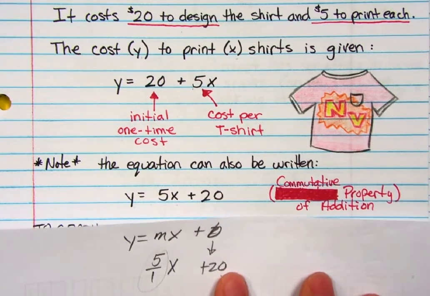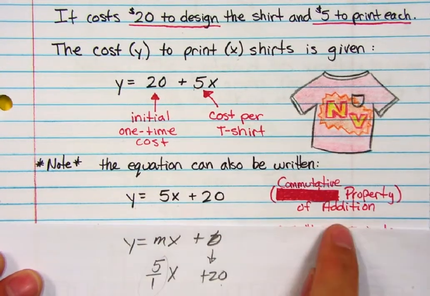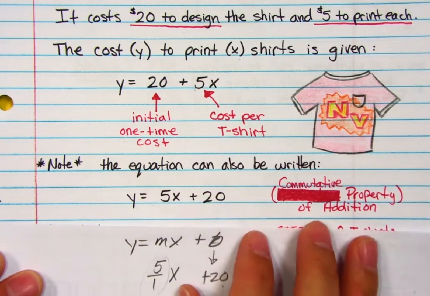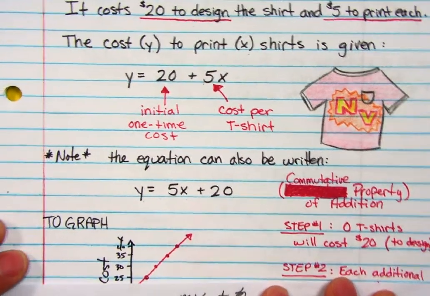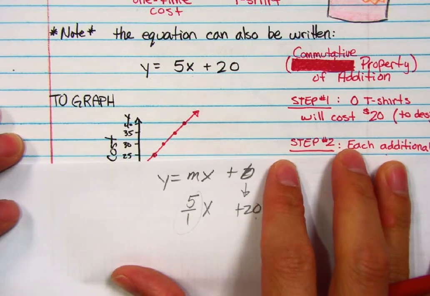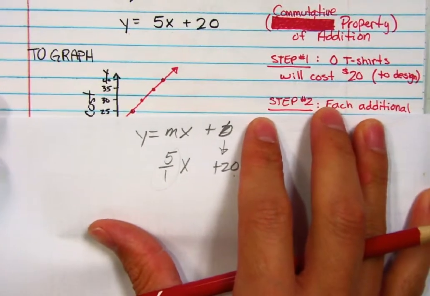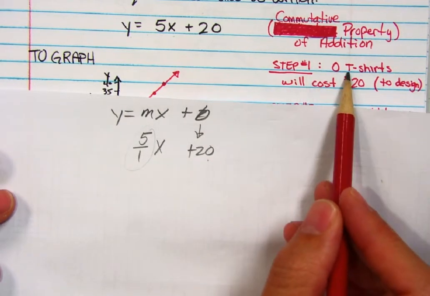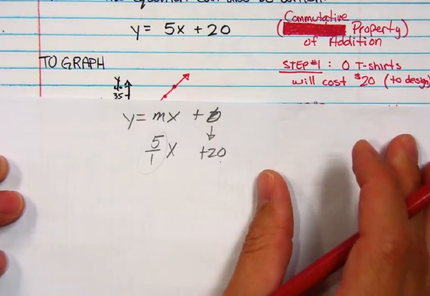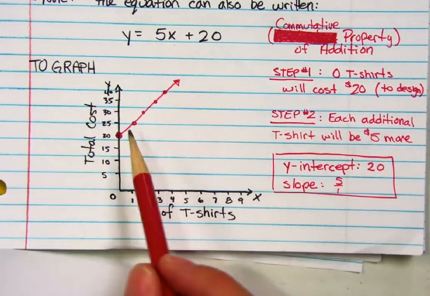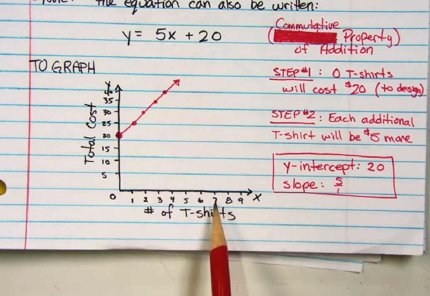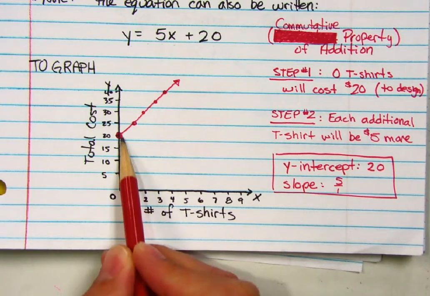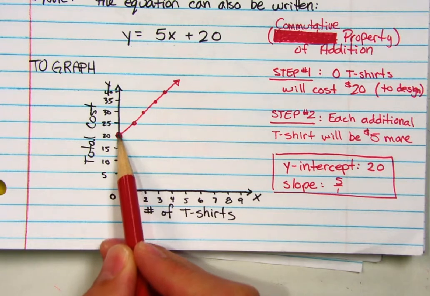Okay, so we can rewrite this using the commutative property. That just means that when you're adding two things, you can add in any order, so you can flip those around. So let's talk about how we graph this information. Make sure you take a moment to get this stuff down in your notes. So the first thing I do, step 1, is look at 0 t-shirts. If I bought 0 t-shirts, it's still going to cost $20. So I make myself a little graph, and I start not at 0, but at 0 t-shirts, it still costs $20. So I start at 20.